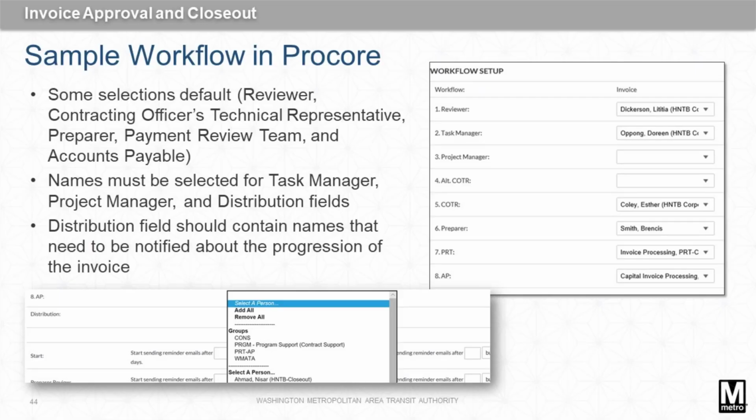The names for the reviewer, contracting officer's technical representative, preparer, payment review team, and accounts payable should be issued with the NTP for a task order. Confirm the latest names and points of contact with your WMATA task manager. The task manager, project manager, and other Procore workflow distribution fields are not pre-populated and can be selected from the drop-down list. The Prime consultant should select the appropriate workflow users and distribution list.